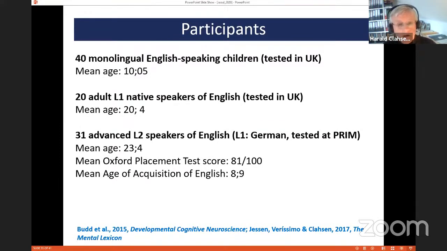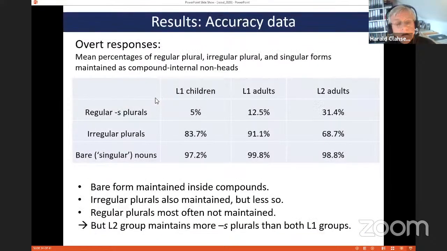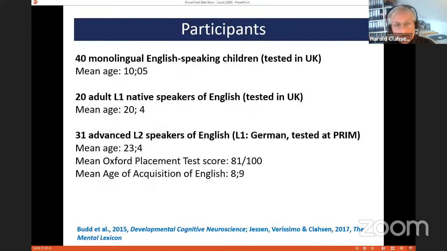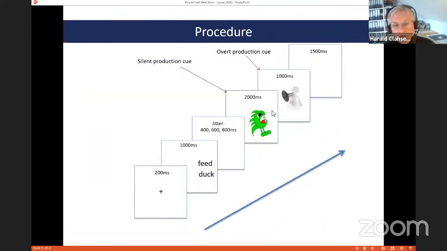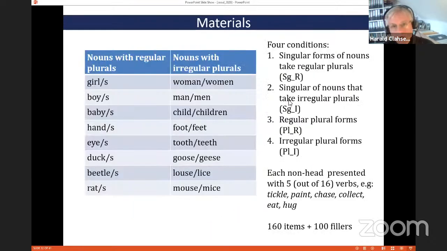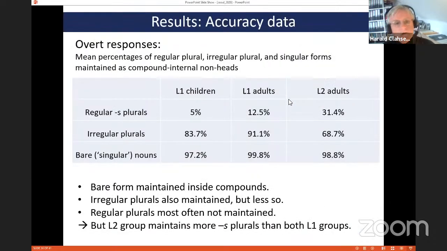Okay, first of all, the accuracy data. Remember, in this experiment, we get two types of data, right? We get the EEG while they are planning the compound, that's the EEG data you see later on. And we get their overt response after the loudspeaker picture. So let's look at the overt response first.